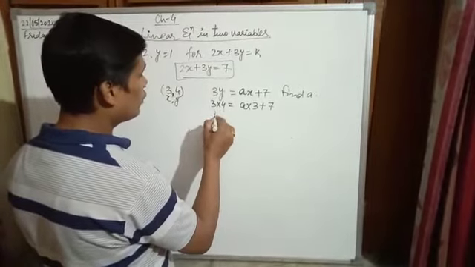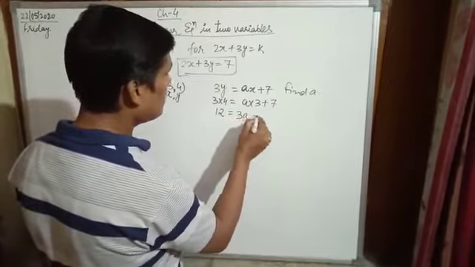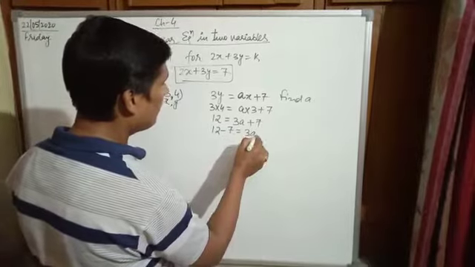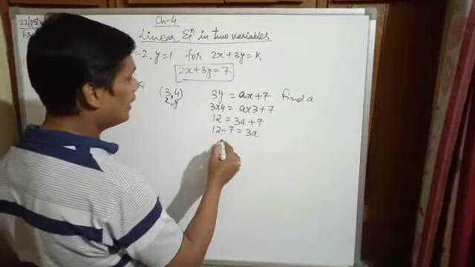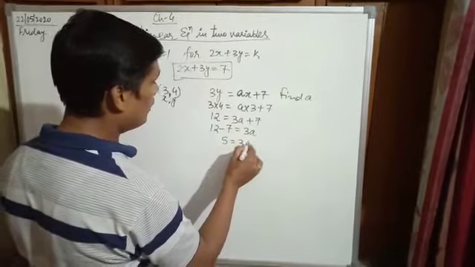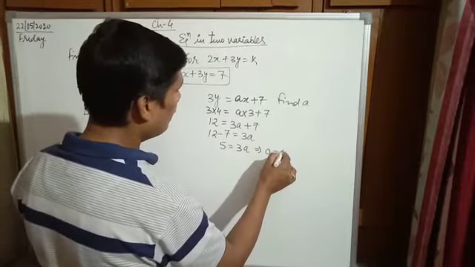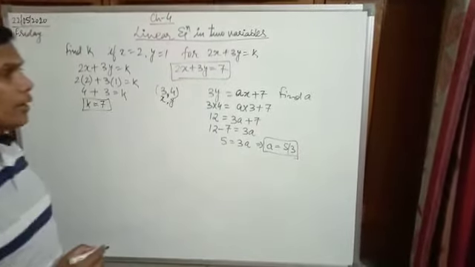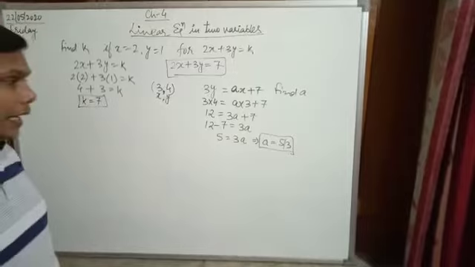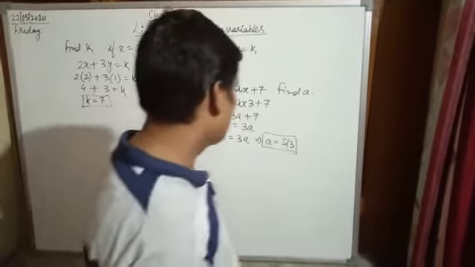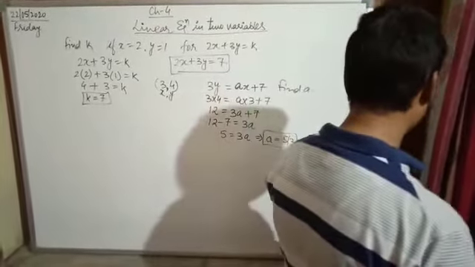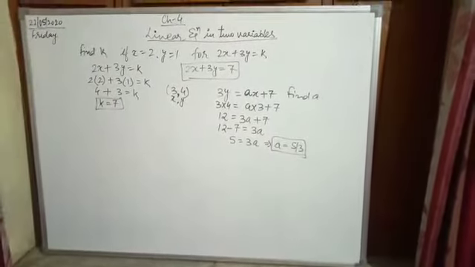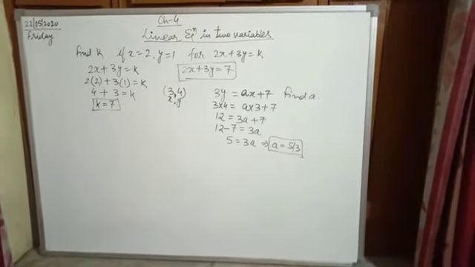What are we getting? 4 3s are 12 is equal to 3a plus 7, or 12 minus 7 is equal to 3a. 12 minus 7, what are we getting? 5 is equal to 3a, or if we write, then a is equal to 5 by 3. It means at a equal to 5 by 3, the point x, y will be (3, 4); or we can say at the coordinate (3, 4), the value of a will be 5 by 3.